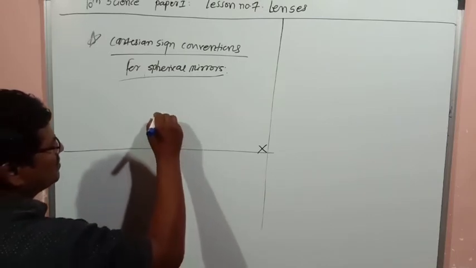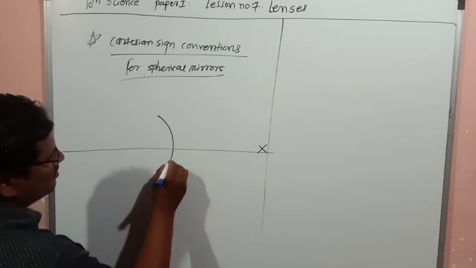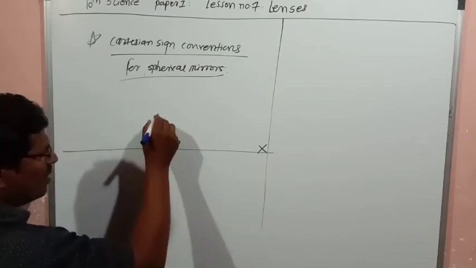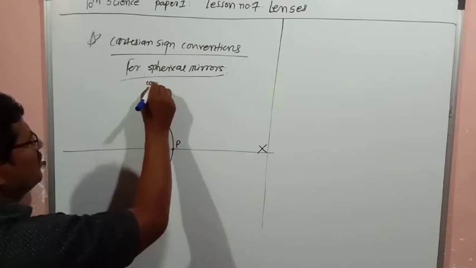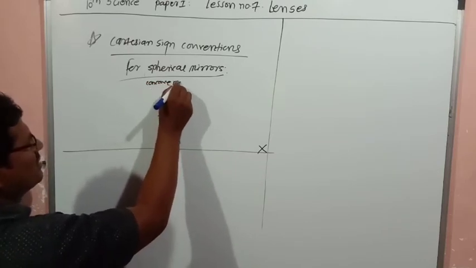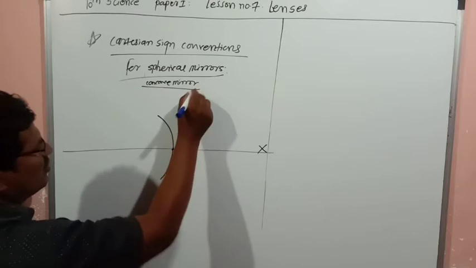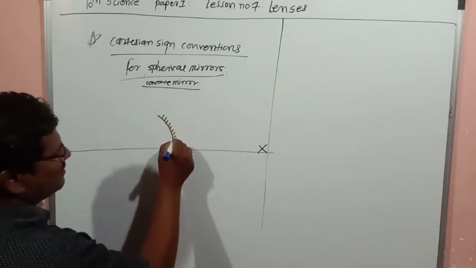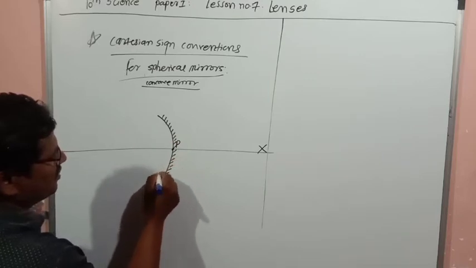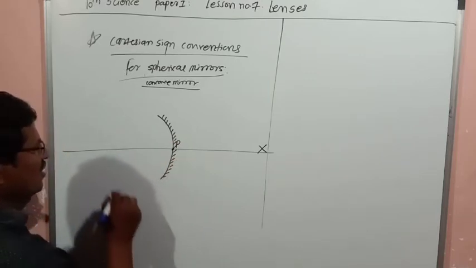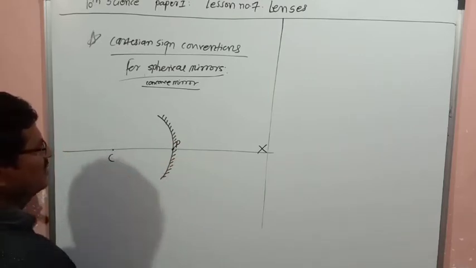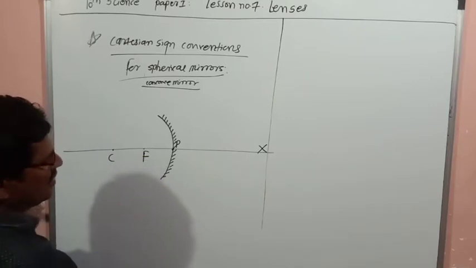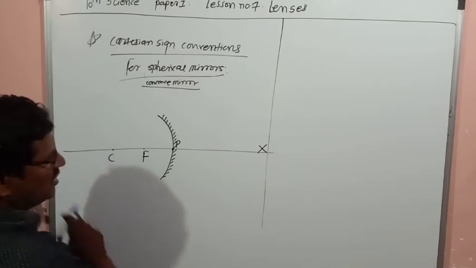Then suppose you place one mirror here, and in the mirror, here will be the pole. Suppose this is a concave mirror. The outer surface is polished, so the inner surface is reflecting. Here will be the center of curvature, and here will be the focus. So the diagram will be like this.